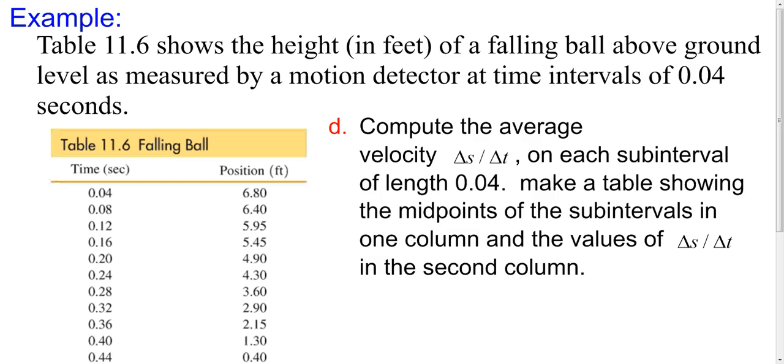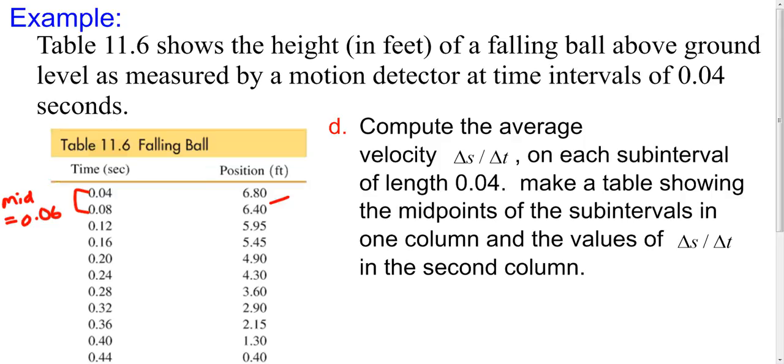All right, then if we continue this problem, it gives us that same piece of data again, and it says compute the average velocity on each subinterval of length 0.04, make a table showing the midpoints of the subintervals in one column and the values. This is what I want you to do. This may be just a little bit complicated, but here's the deal. If I look at just these two intervals right here, the midpoint is 0.06.